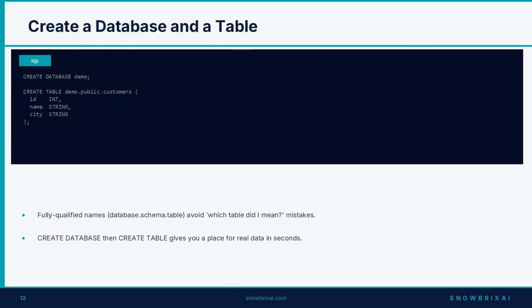Time to build something that is yours. Run create database demo, that gives you a place for your data to live. Then run create table demo.public.customers with columns id as an integer, name as a string and city as a string. Notice how I wrote the table name: database, schema, table, fully spelled out. That is called a fully qualified name. It tells Snowflake exactly which table you mean with no guessing. Get in this habit early. It saves you from the "which table did I mean" confusion down the road.